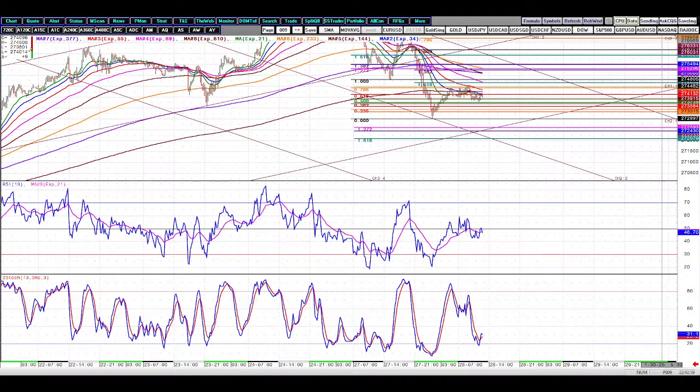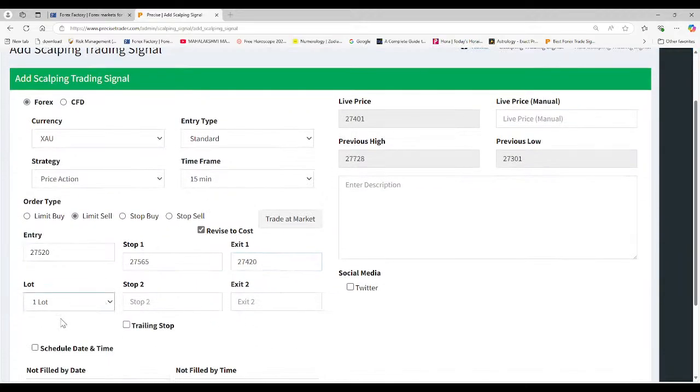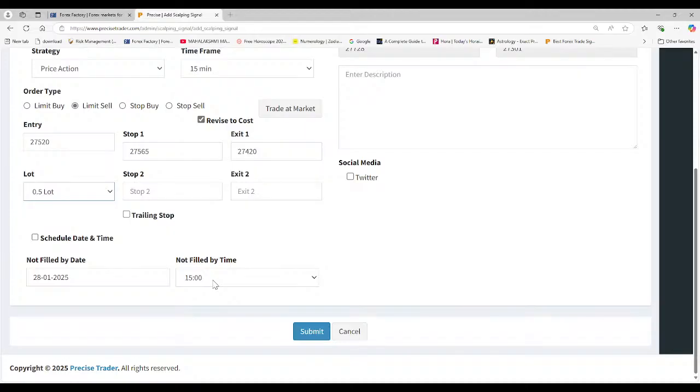So what we can do is, we will go for a sell at 2752, 56 half, and 2742, with 2 as a stop. This is a half lot, and this one we will give until 4, maybe 2 to 3 hours.